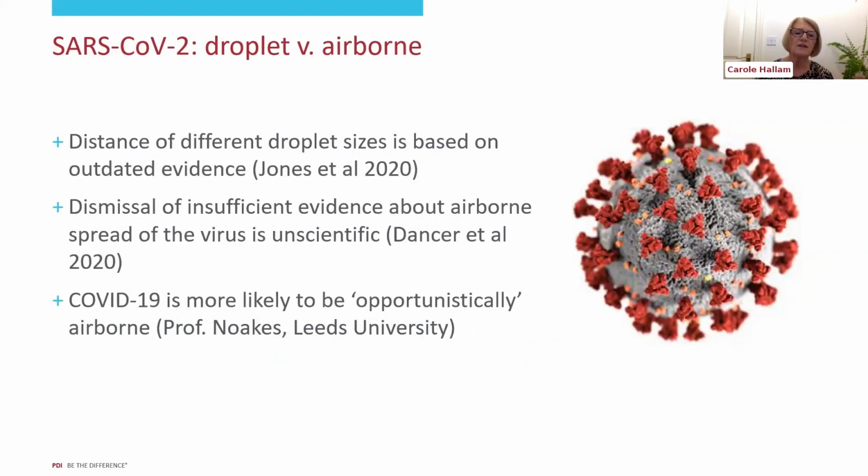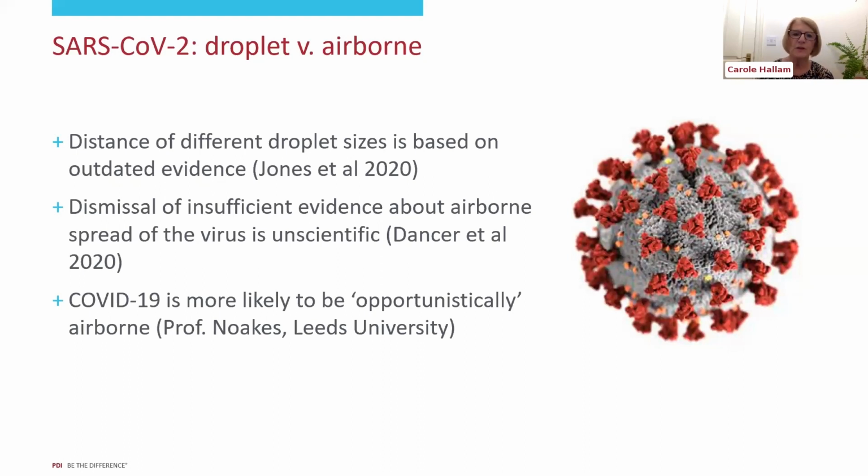So when you look at SARS-CoV-2, we've had this argument, haven't we, around droplet and airborne. Really interesting paper by Jones et al. He was looking at the social distancing, because, of course, some countries were talking about 1 metre, some countries were talking about 2 metres. And what he said was the distance of the different droplet sizes is based on very outdated evidence. And again, Stephanie Dancer, very similar, saying it was outdated, and dismissal of insufficient evidence about airborne spread of viruses is quite unscientific.